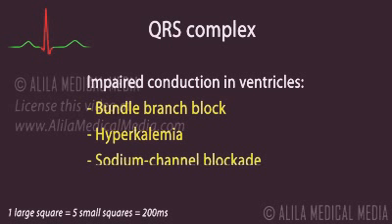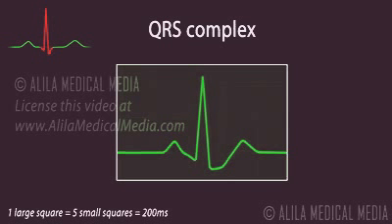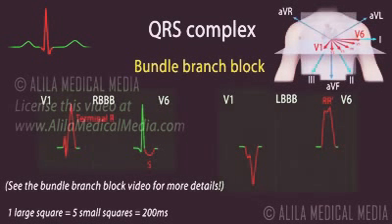A QRS complex wider than 3 small squares despite sinus rhythm is the hallmark of bundle branch block. When bundle branch block is suspected, check V1 and V6 for characteristic patterns of the QRS complex.